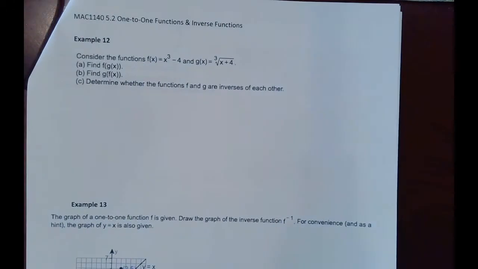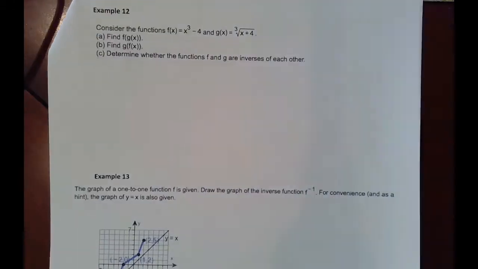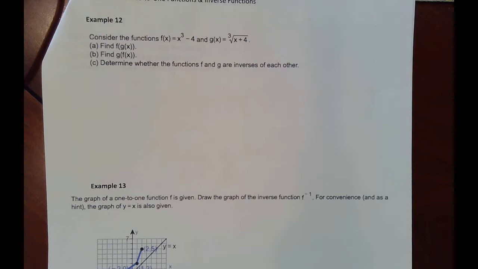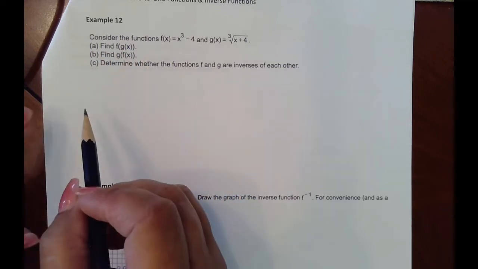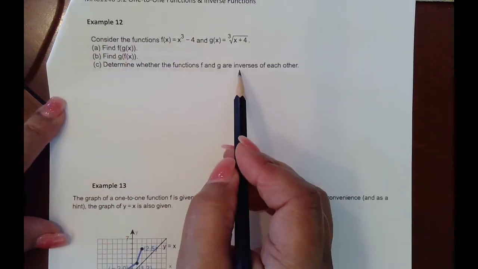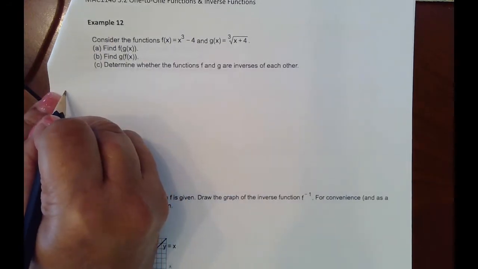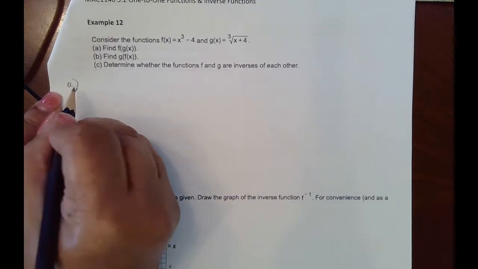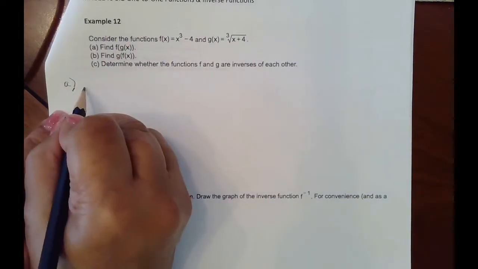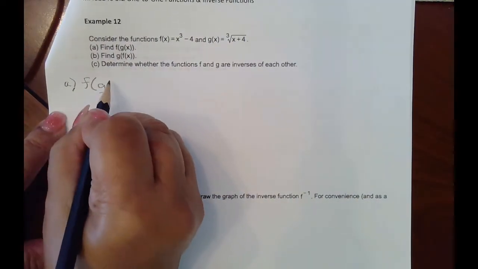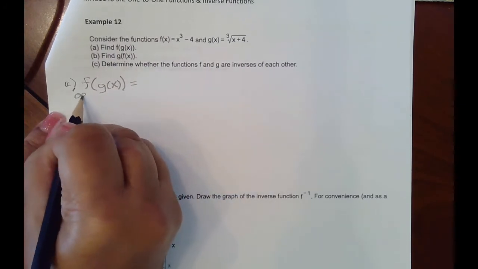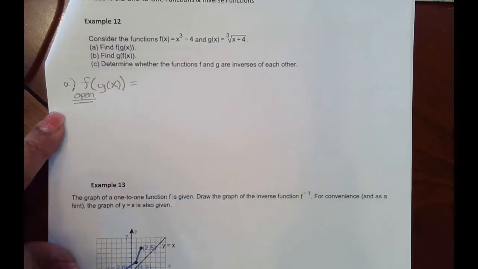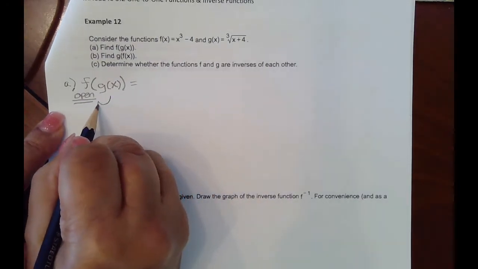Okay, number 12, same kind of problem, only it has radicals, and you're being asked to find those two compositions in parts A and B, f of g of x, g of f of x, and then use those answers to determine whether f and g are actually inverses. So here's part A. First we're going to do f of g of x. Okay, just remember from 5.1 we learned that we always open the outer function, substitute the inner function.